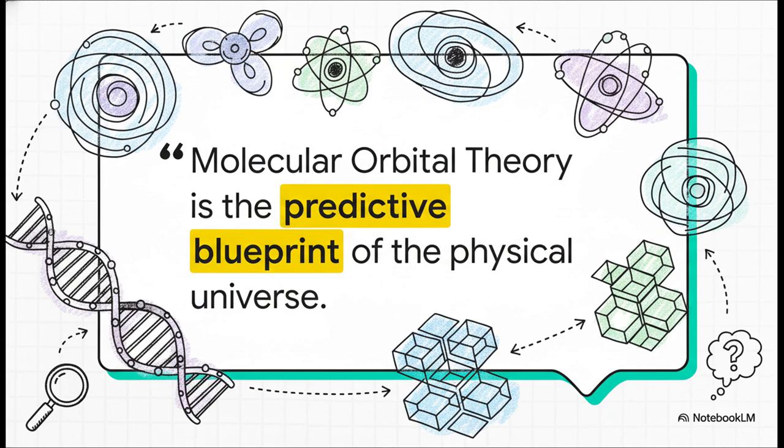So what's the big takeaway from all this? Molecular orbital theory isn't just some abstract model to describe stuff we already know. No, it's a powerful predictive engine. It is the blueprint that translates the strange, invisible rules of the quantum world into the tangible, physical reality that we see all around us. And that just leaves one question, right? Now that we know how to read it, what else can we predict?